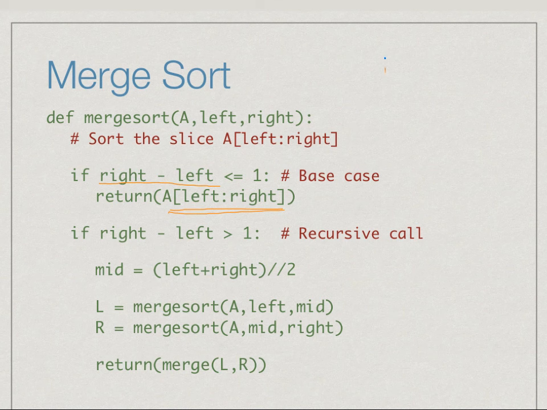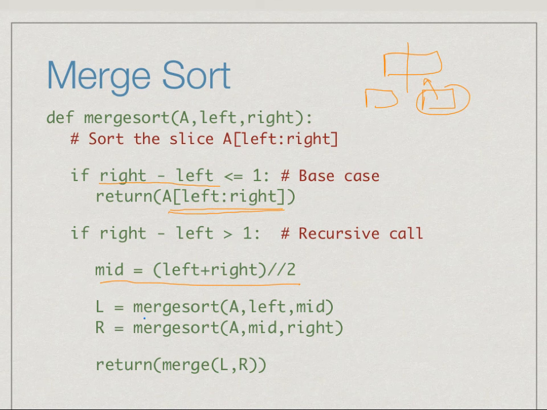So remember when we broke up something into 2 parts, for example, right? Then at this point, we have to return the sorted version of this slice, not the entire list. So we have to return A from left to right if it's a base case. Otherwise, we find the midpoint.